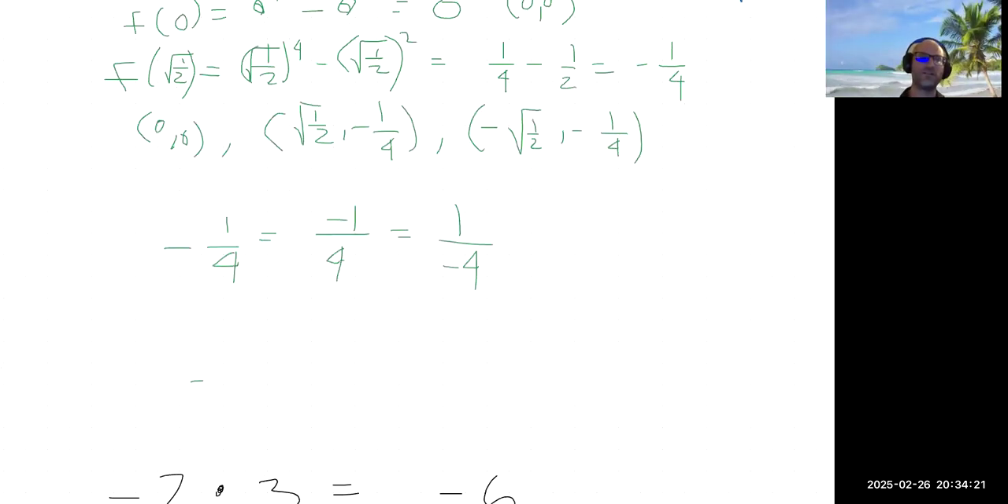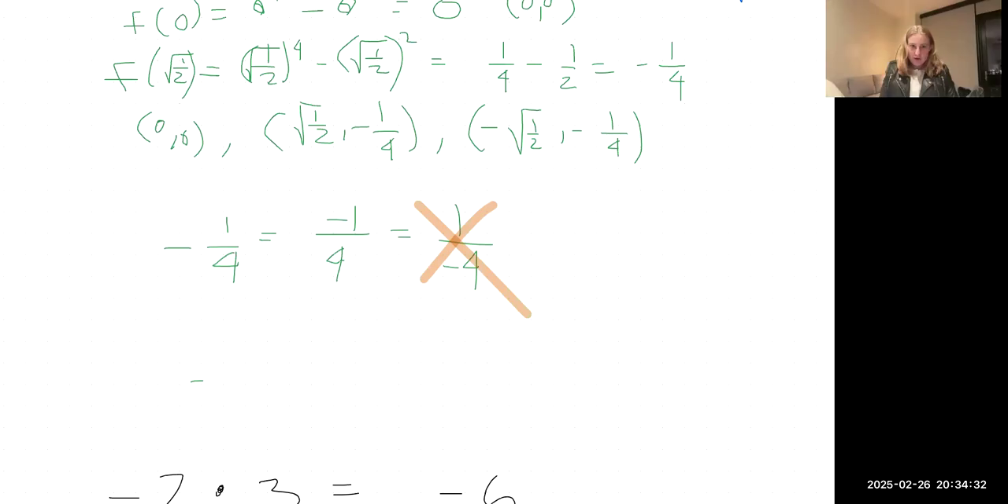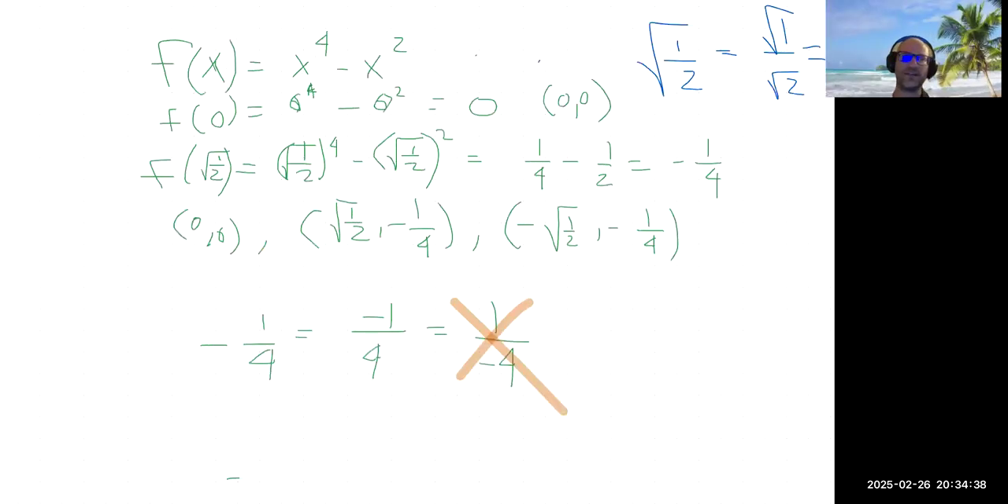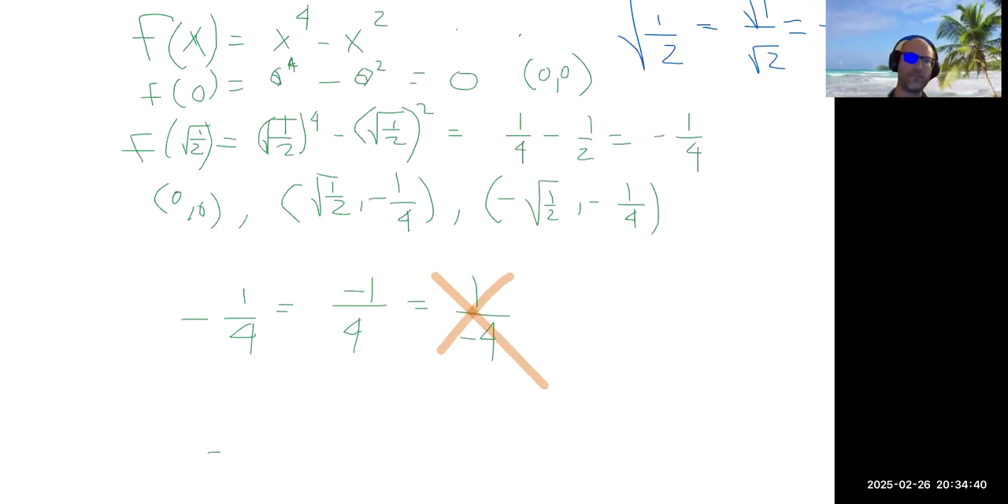However, it is not customary to write it like this: 1 over -4. It's true, but it's just not classy. It's not normal. So we don't like to have the negatives on the bottom. It's kind of confusing that way.